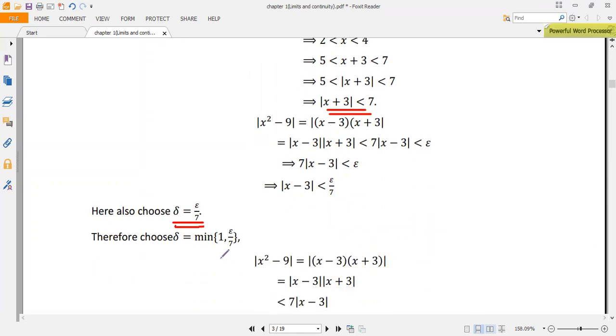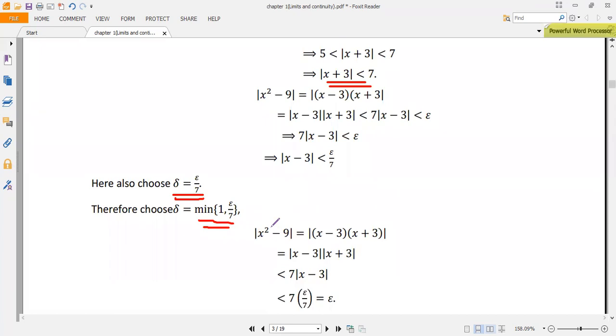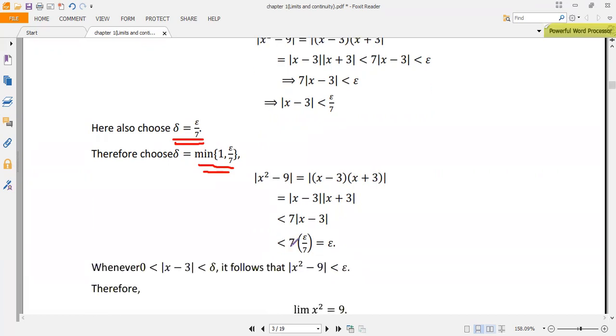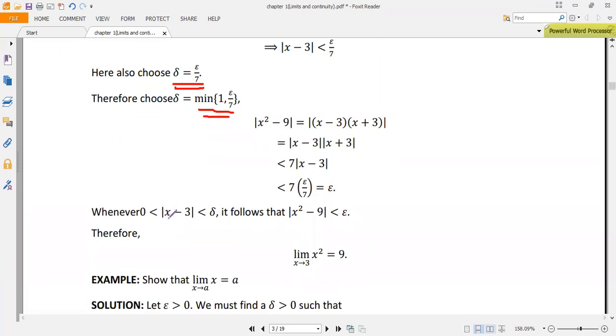Therefore, finally, we choose delta to be the minimum of the first choice 1 and the second choice epsilon over 7. So substituting, absolute value of x squared minus 9, which is equal to absolute value of x minus 3 times absolute value of x plus 3, is less than 7 times absolute value of x minus 3, which is less than 7 times epsilon over 7, so which becomes epsilon. Clearly, absolute value of x squared minus 9 is less than epsilon. So whenever 0 less than absolute value of x minus 3 less than delta, it follows that absolute value of x squared minus 9 is less than epsilon. Therefore, the limit of the function x squared as x approaches 3 is 9.